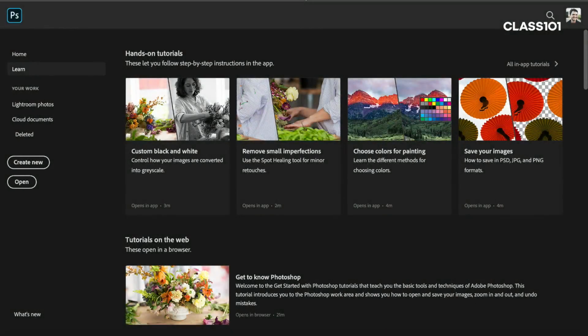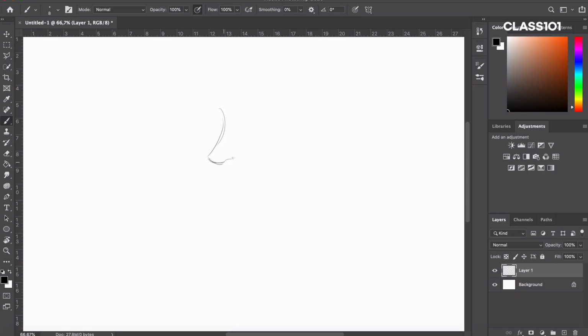Hello and welcome back. In this lesson we are going to learn how to add variation to our drawings and make them look more dynamic and lively. Unevenness and variation are extremely important elements in drawings. Things often look much more appealing and believable when there is variation going on.